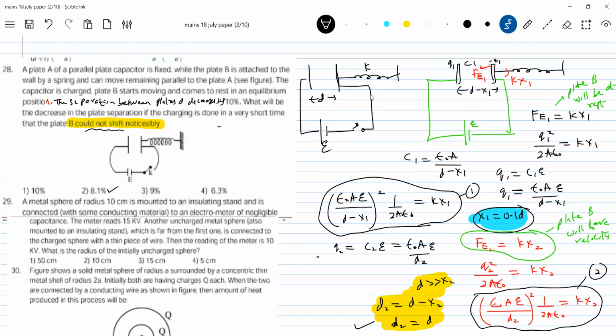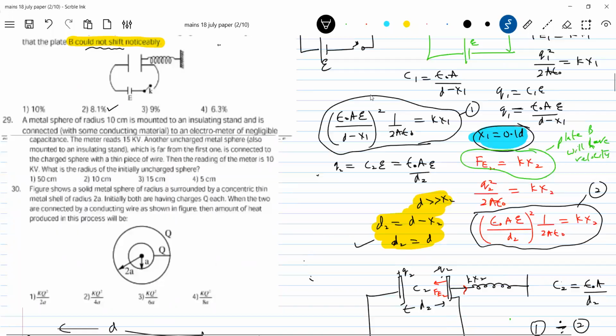In a short time, he has put a condition. You could have written the equation as d minus x2 here, but he's telling that x2 is very small, so d2 is very much greater than x2, and therefore the equation ends up like this. So d2 equal to d only, then you solve it.